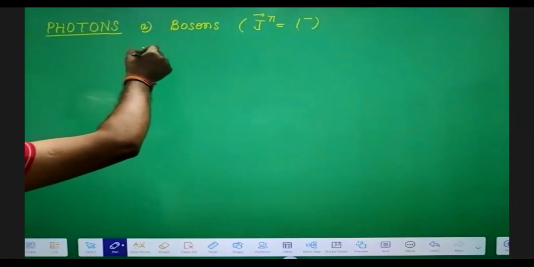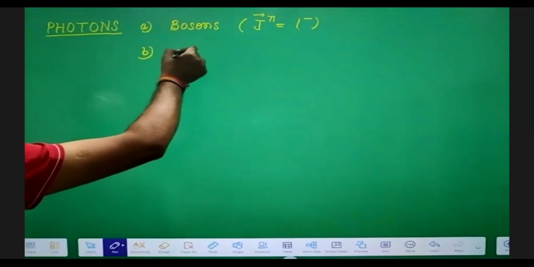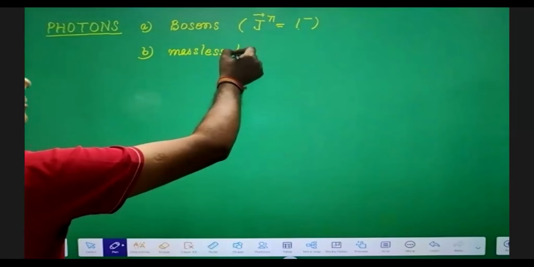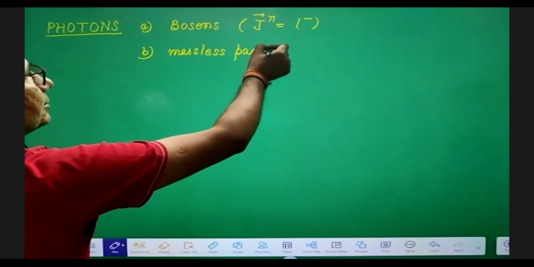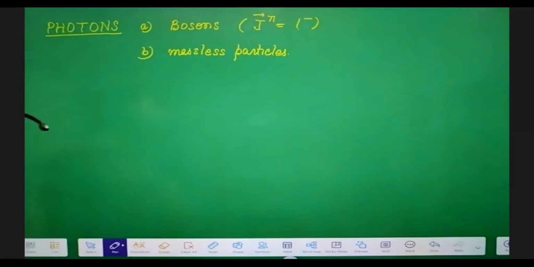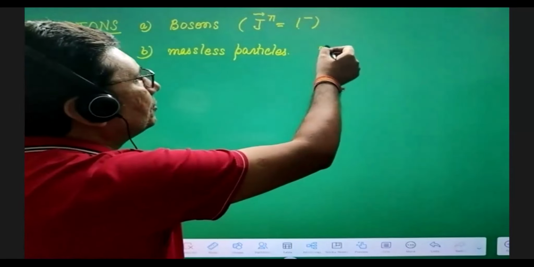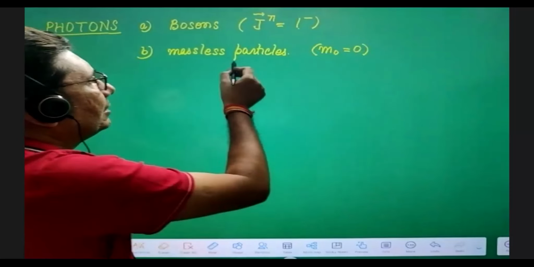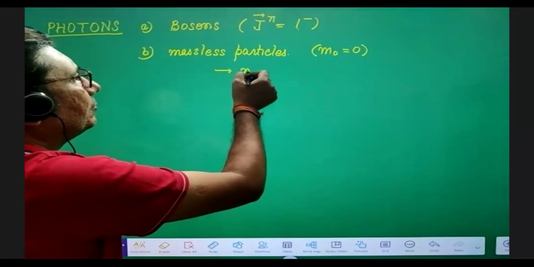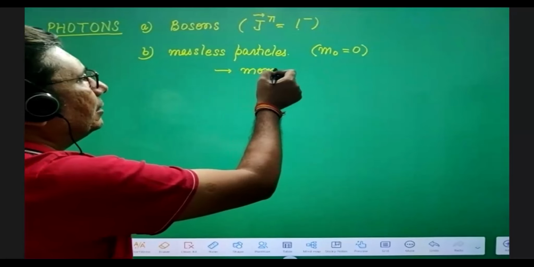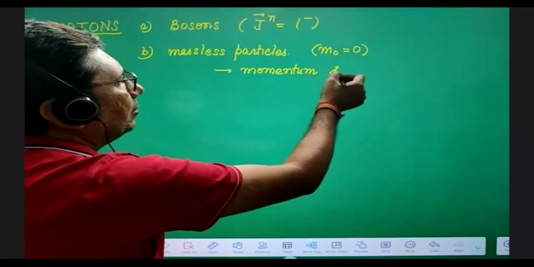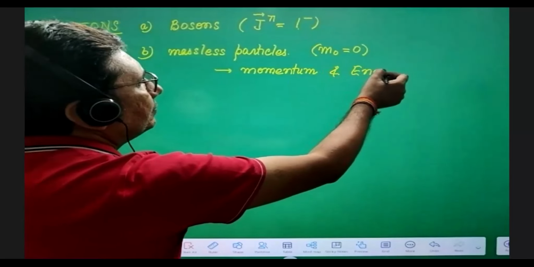B, they are massless particles. Rest mass of the photon is zero, but they carry momentum and energy.